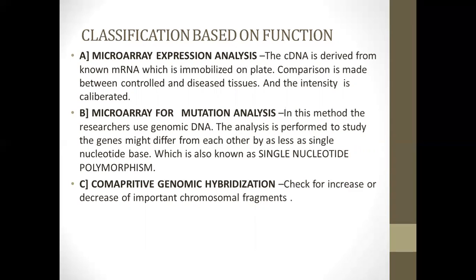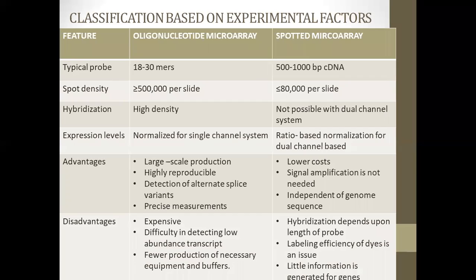Mutation analysis, that is SNP. You check your single nucleotide polymorphism using your genomic DNA. The analysis is performed to study genes that might differ from each other by as little as a single nucleotide base. Then comparative genomic hybridization checks for an increase or decrease in the number of chromosomal fragments.